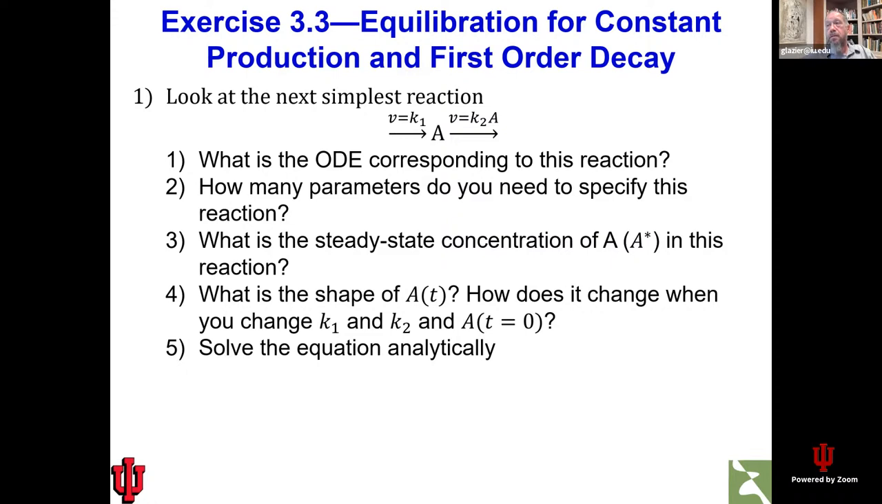Now we're going to look at the simplest chemical reaction that has a meaningful steady state, and this was in the homework. We have nothing going to A at a rate K1, and A decaying to nothing at a rate K2 times A. So the question is first, what is the ODE corresponding to this reaction? How many parameters are there to specify this reaction? And what's the steady state concentration of A, which we call A star? And if you want to be a little bit more adventurous, what's the shape of A, and how does it depend on K1 and K2, and A of t at time zero?